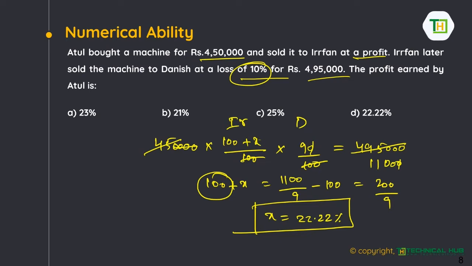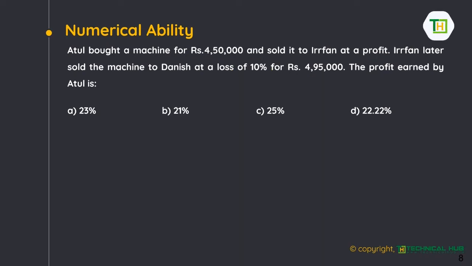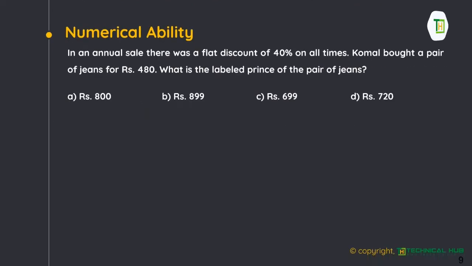Next question. In an annual sale, there was a flat discount of 40% on all items. And Komal bought a pair of jeans for 480 rupees. What is the labeled price? We don't know the labeled price. Labeled price is nothing but marked price.